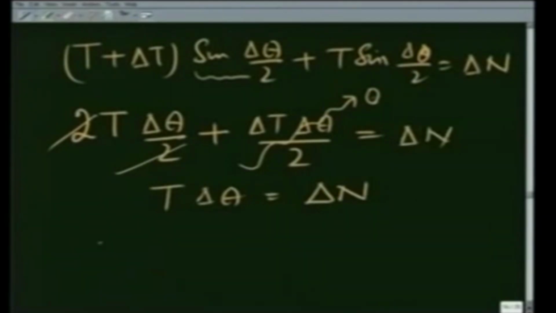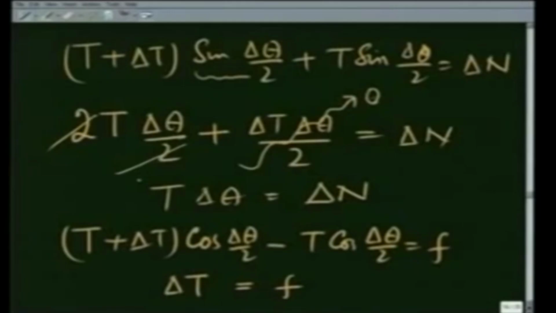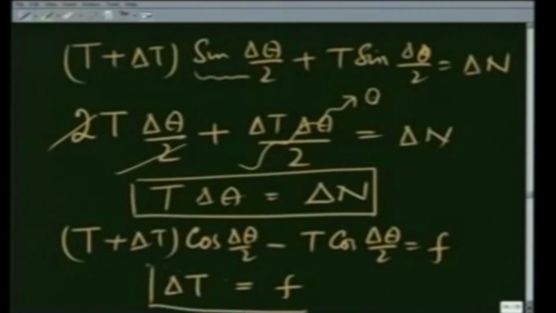And the other equation, which was T plus delta T cosine of delta theta over 2 minus T cosine of delta theta over 2 equals F, can in the limit of delta theta going to 0 be written as delta T equals F. These are my two working equations that will determine for me how the tensions are related when friction is present.